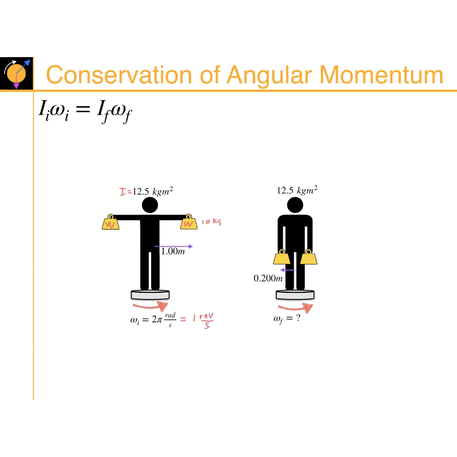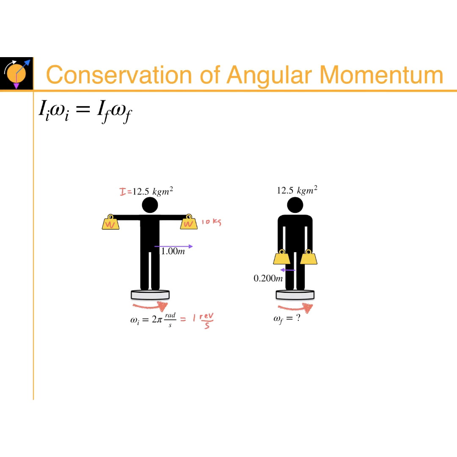He's holding his arms out. Arms are getting tired. So what he's going to do, he's going to bring the weights in. So he's changing his moment of inertia, and the angular velocity is going to compensate by speeding up. So let's figure it out.